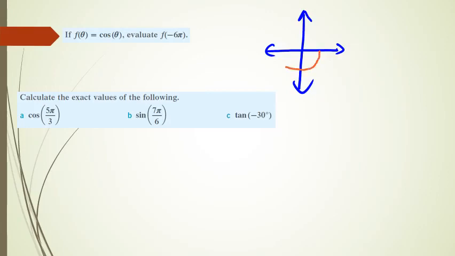Now, let's see how much you remember about radians. How far have I gone? Pi. Remember, 1 pi is 180 degrees. So that's pi, 2 pi, 3 pi, 4 pi, 5 pi, and then 6 pi. Where are we?